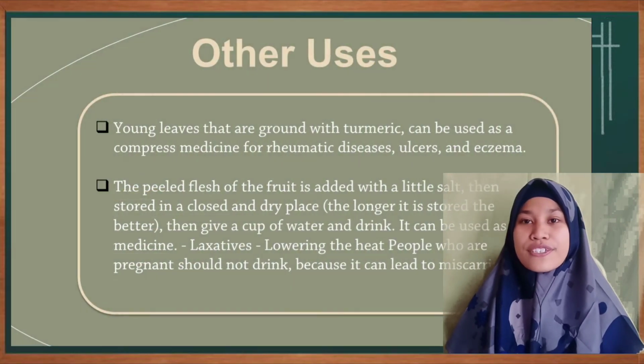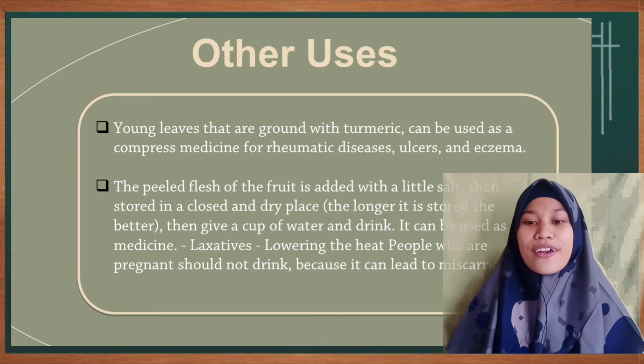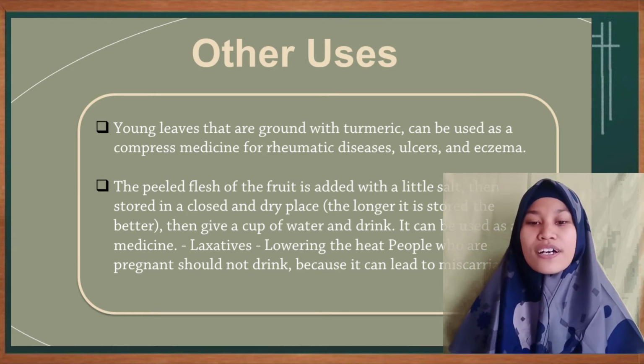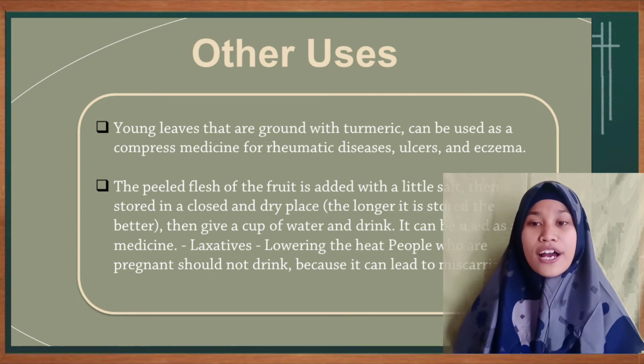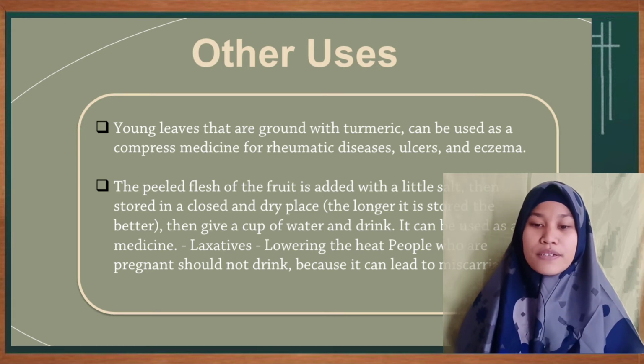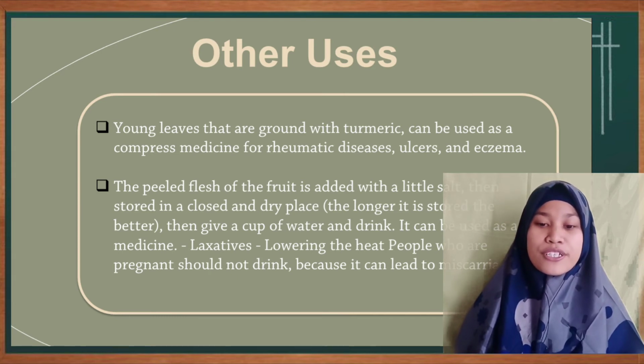Okay, these are other uses of tamarind. Young leaves that are cooked with turmeric can be used as a medicine for rheumatic diseases, ulcers, and eczema. The fruit flesh is added with a little salt, then stored in a closed and dry place. The longer it is stored, the better. Then give a cup of water and drink. It can be used as a laxative medicine. People who are pregnant should not drink it because it can lead to miscarriage.